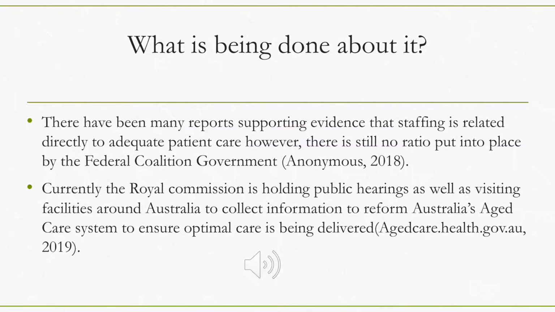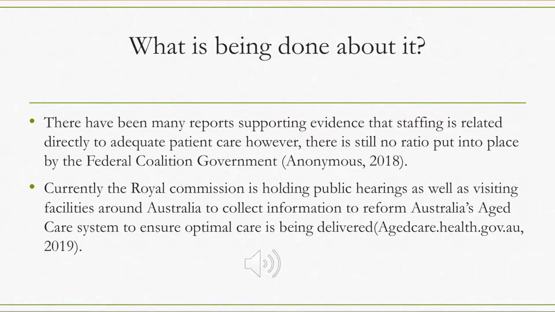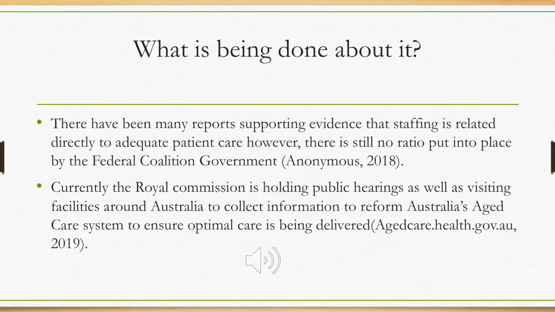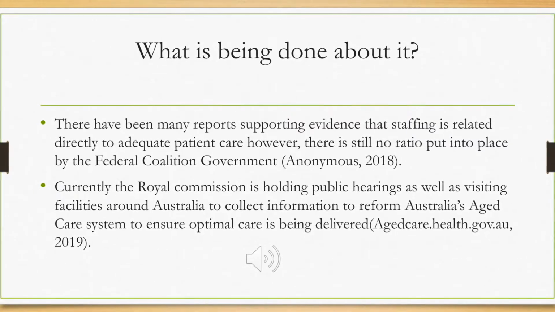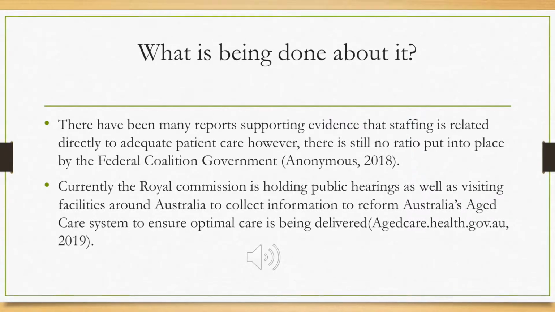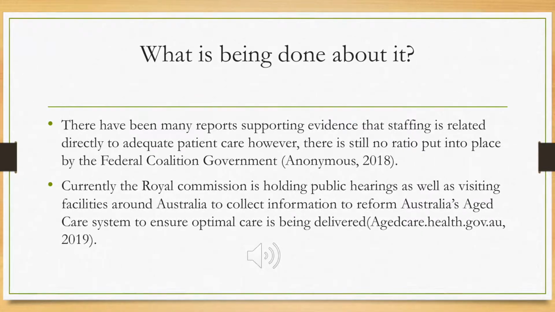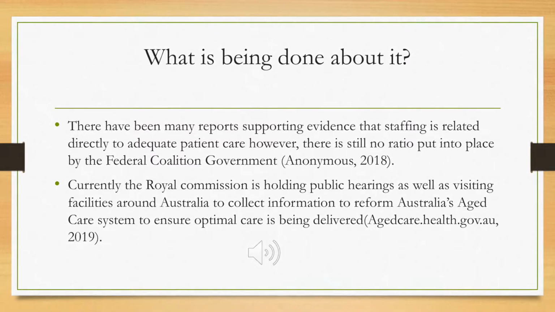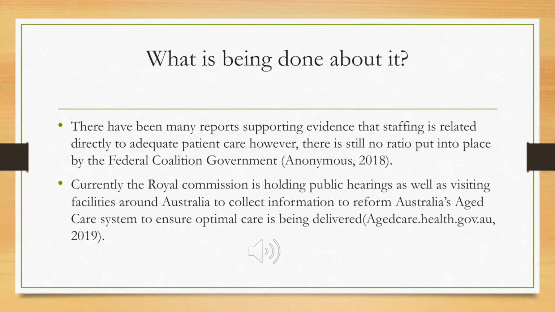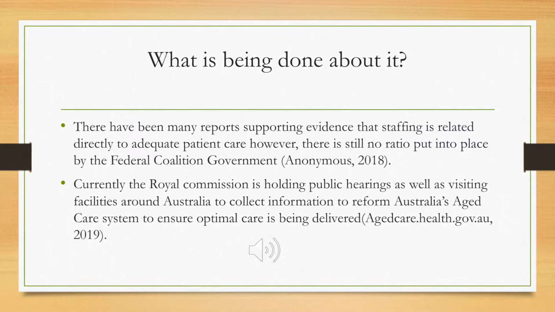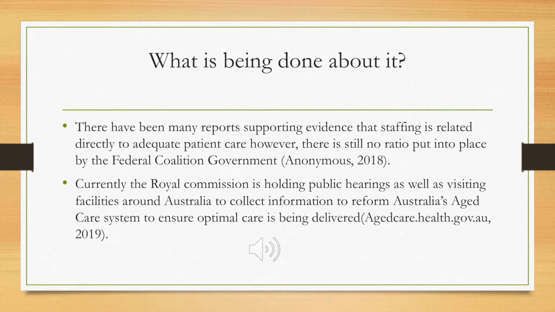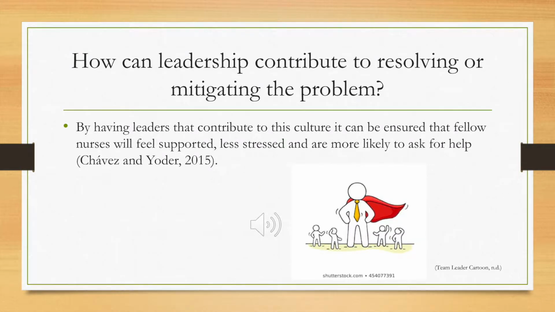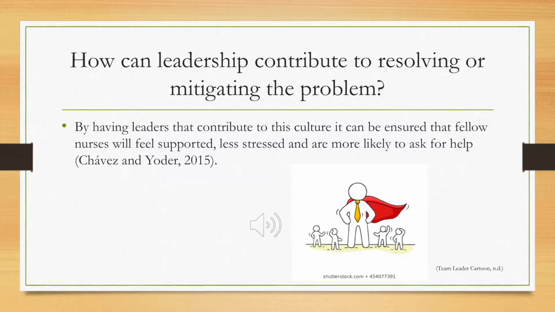Over the years, there have been many attempts to secure nurse to patient ratios in aged care. There have been many reports supporting evidence that staffing is related directly to adequate patient care. However, there is still no ratio put into place by the federal coalition government. Currently, the Royal Commission is holding public hearings as well as visiting facilities around Australia to collect information to reform Australia's aged care system to ensure optimal care is being delivered. A final report will be completed by April 2020, detailing the findings and hopefully will create change within the healthcare industry.